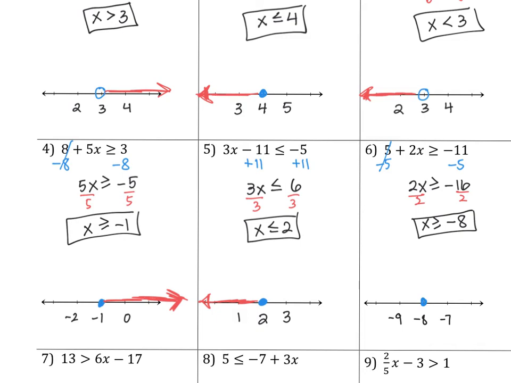Okay, now what's greater than negative 8? Actually, it's negative 7, negative 6, negative 5, negative 4, negative 3, 2, 1, 0, 1, 2, 3, 4, 5. All those are greater than negative 8, so I'm going to shade that way.